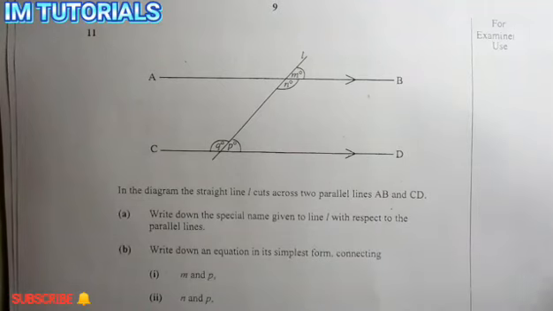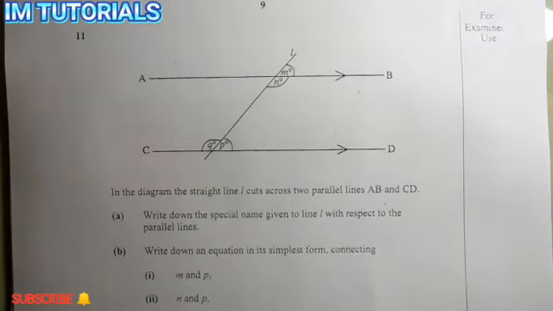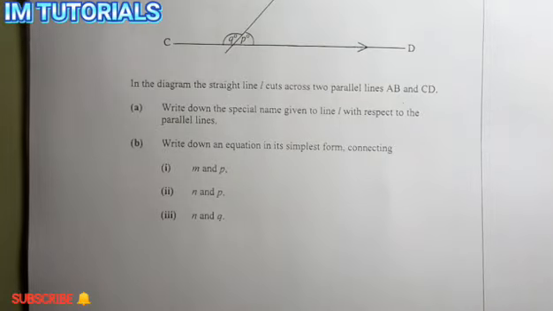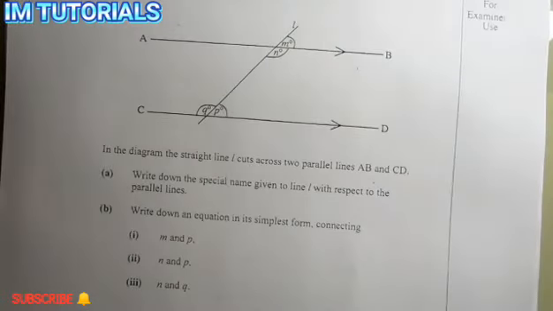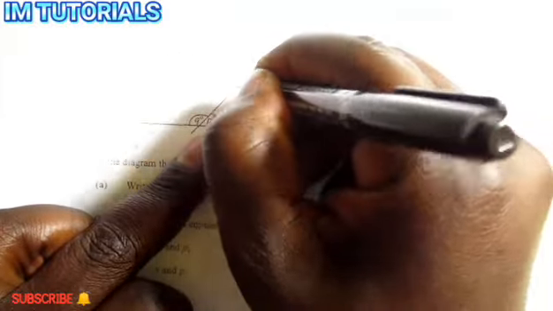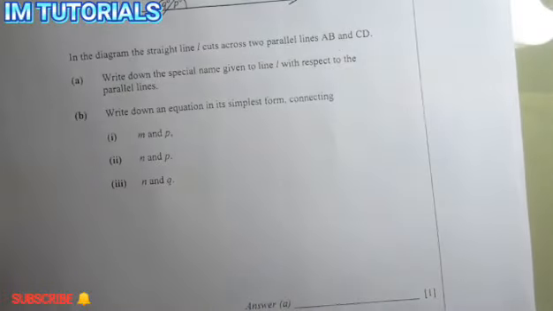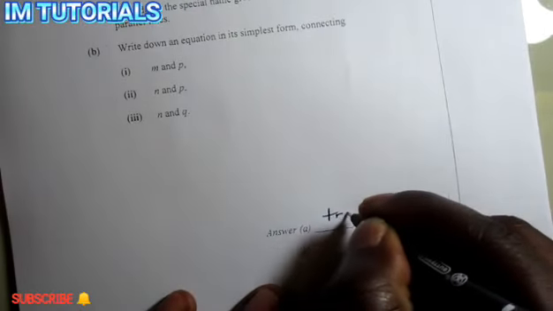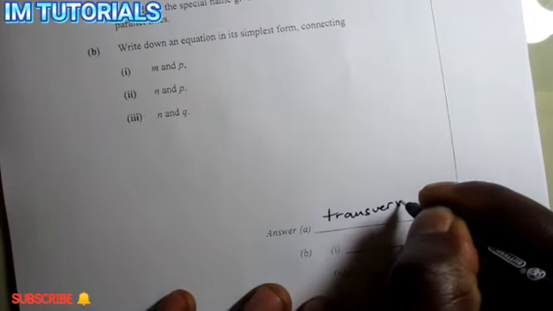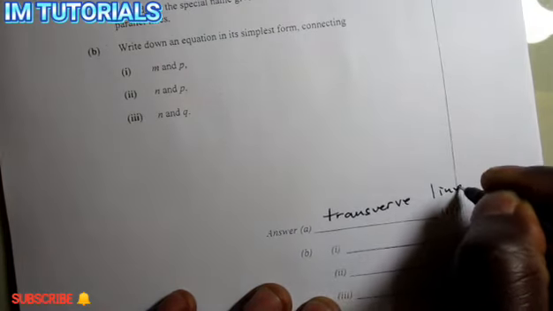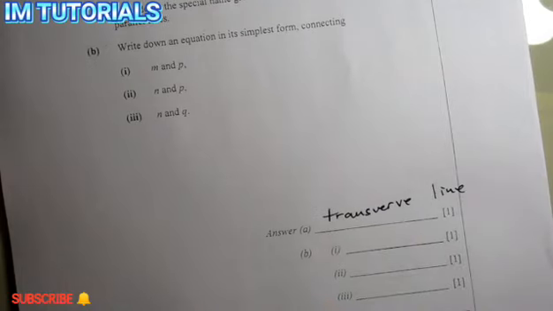We are now on question number 11. It reads, in the diagram, the straight line L cuts across two parallel lines AB and CD. Write down the special name given to the line with respect to the parallel lines. What you need to understand is that the line which cuts or passes through the parallel lines is known as the transverse line or the transversal line. So your answer here is transverse line, or you can write transversal line. Then you get your 1 mark.